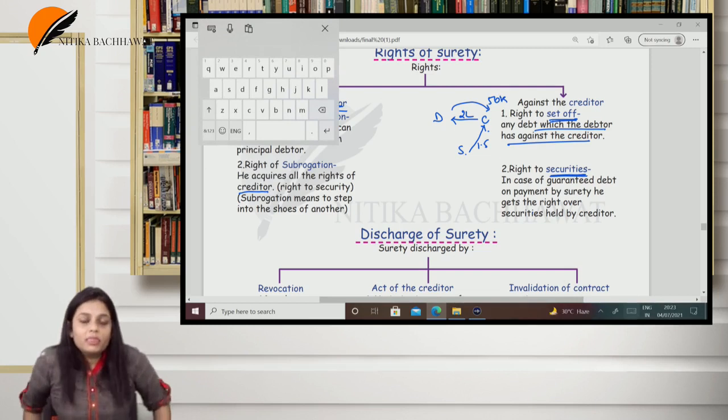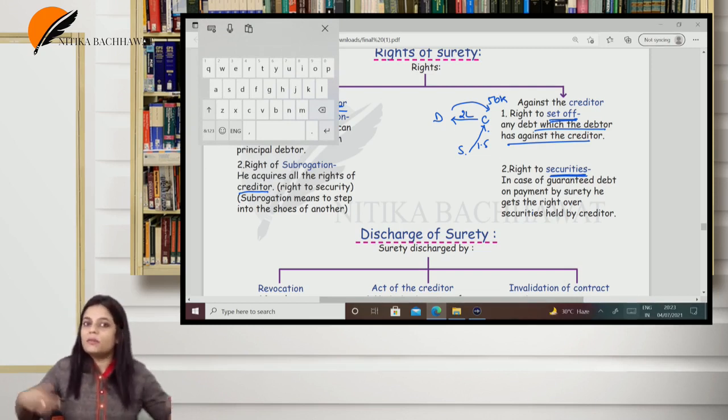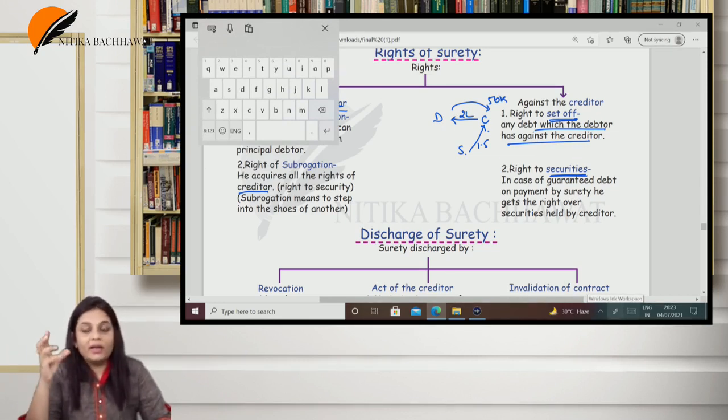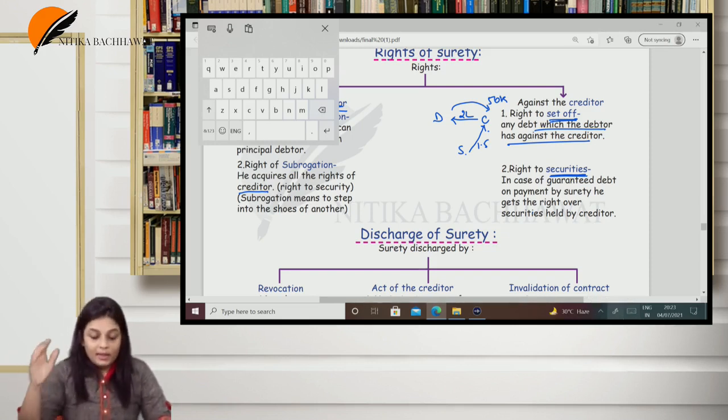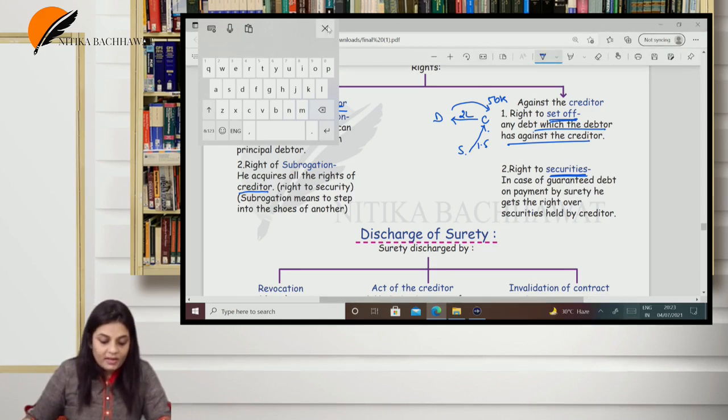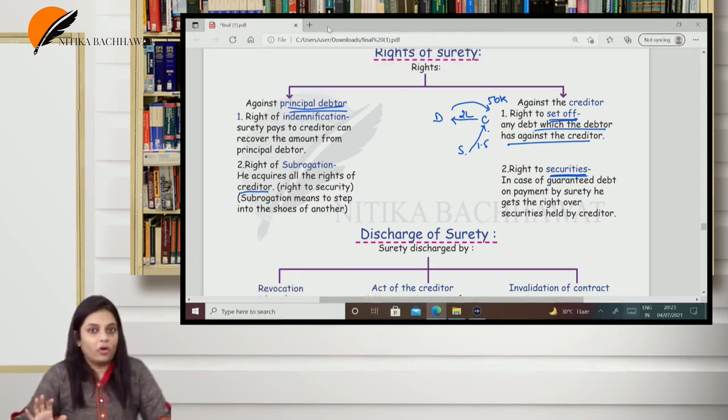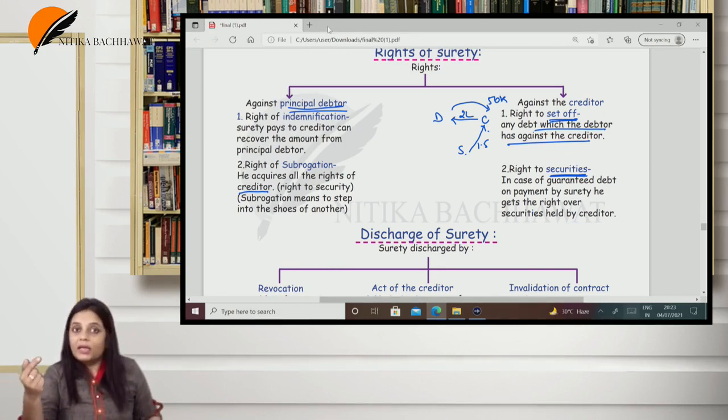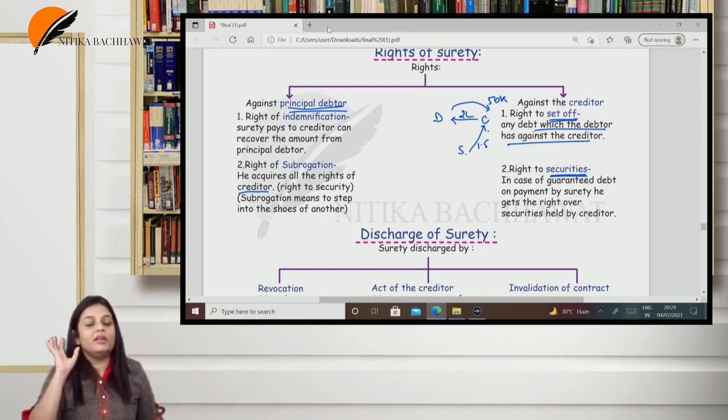See, when the creditor gives a loan, he can ask for some security. When I give a human as a security, it is known as a guarantee. When I give things as a security, it is known as a pledge, right? Now, let us say the creditor, apart from the guarantee, had also taken some goods as a security, let's say a necklace. So, when the surety has paid off the money, the right of subrogation applies, that is, he steps into the shoes of the creditor. And if the creditor had taken anything as a security from the principal debtor, the surety will have a right over it.